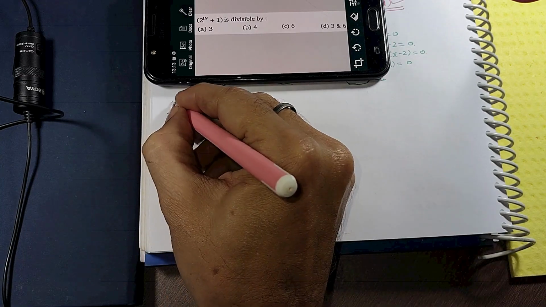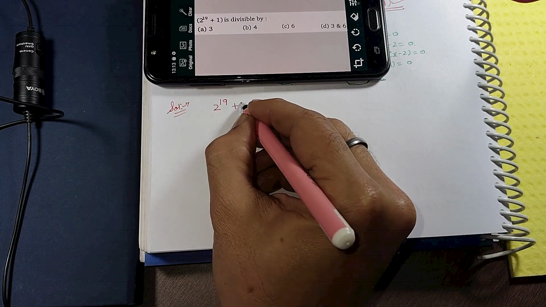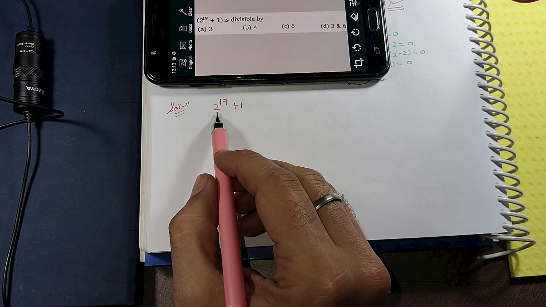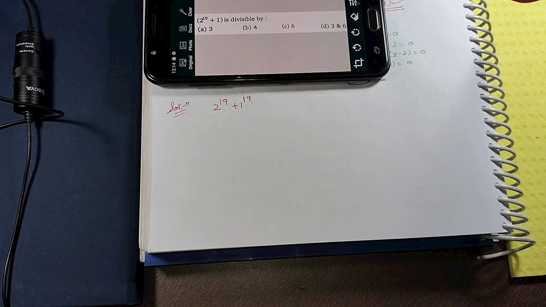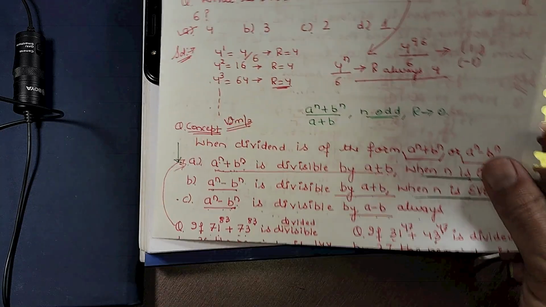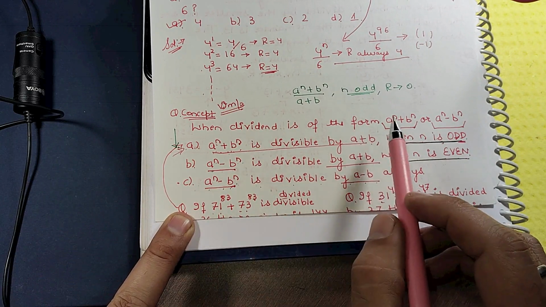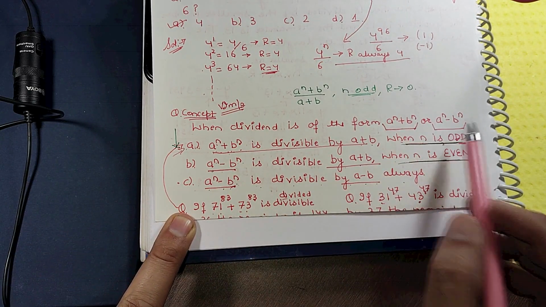2 raised to power 19 plus 1. So 2 raised to power 19 plus 1 is divisible by 3, 4, 6 or 3 and 6. Now 2 raised to power 19 plus 1, I can write this also as 1 raised to power 19. Right? Now I made a detailed video on this topic. Now you must see, we have this form. When dividend is in the form of a raised to power n plus b raised to power n, or a raised to power n minus b raised to power n.